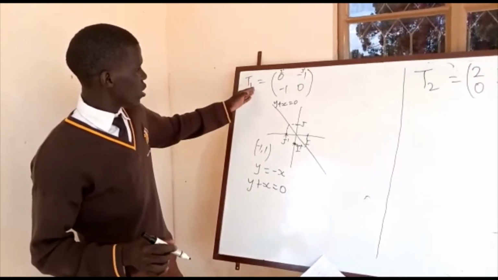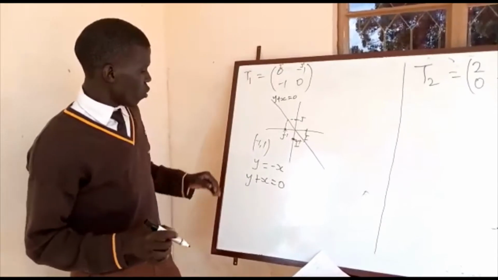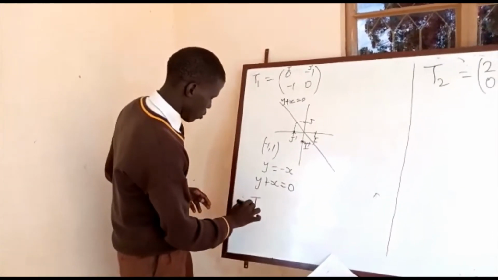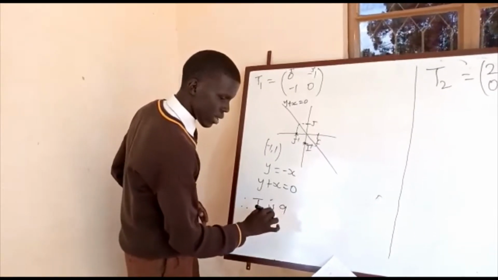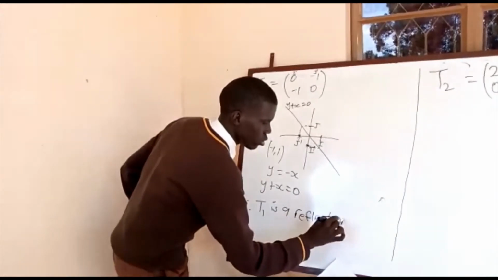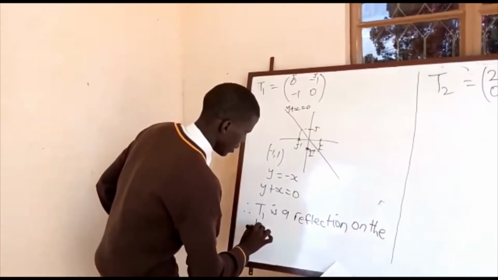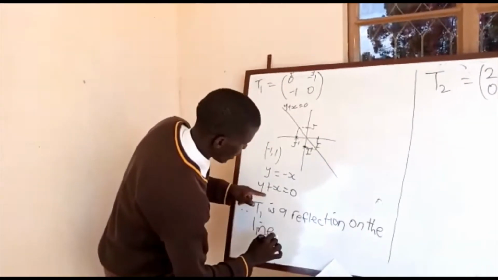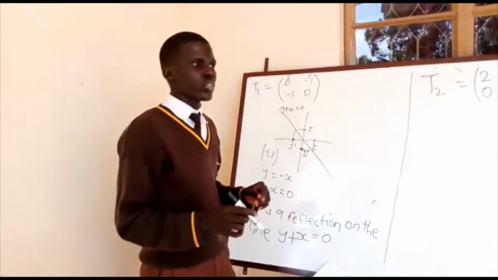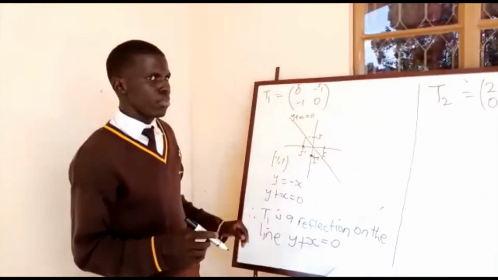So how do we now describe our transformation? We say, therefore, T1 is a reflection on the line y + x = 0. So this is how we describe that transformation T1.